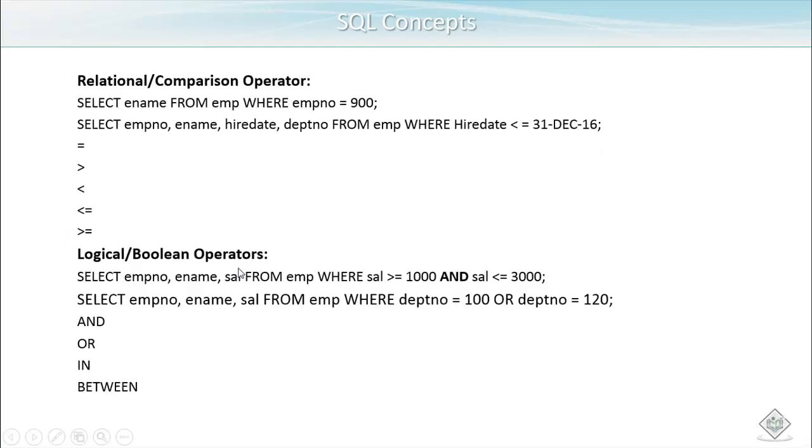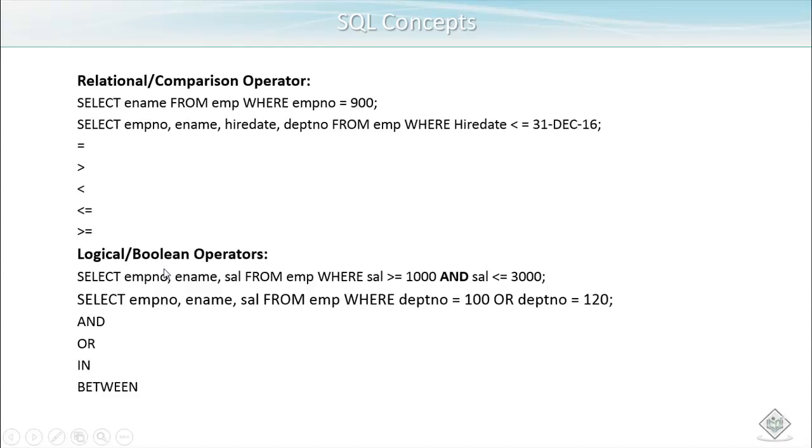After that we have the relational or the comparison operators. The relational or comparison operators are like equal to, less than, greater than, less than equal to, greater than equal to. So we can use these SQL operators in the statement when we are trying to retrieve the data from the database. Like here we have used the equal to operator: select the employee name from the employee table where my employee number is 900. So here we are making use of the equal relational operator.